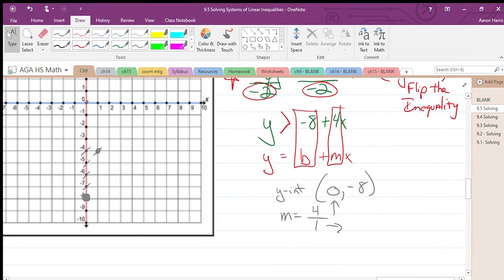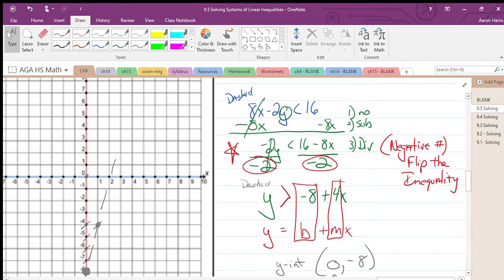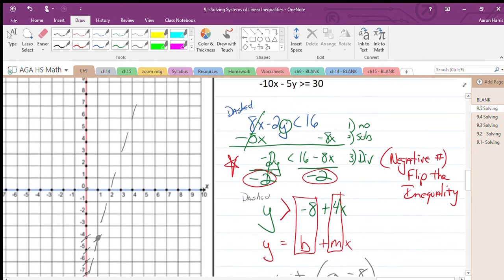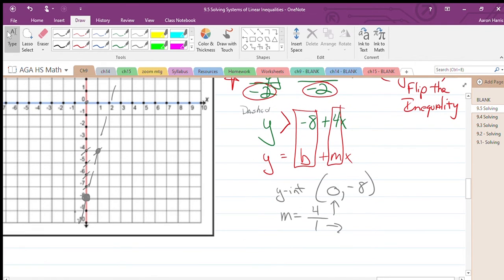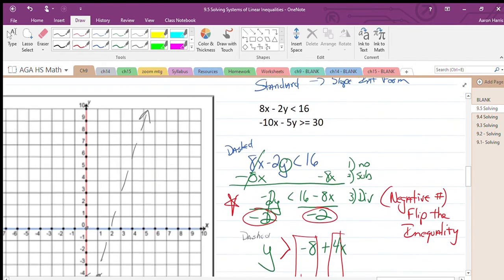That's right. This is greater than, so it's got to be dashed. Okay, so if I'm dashing, I want to go here, here, here, here, here. Make sure you make it long enough so you have a lot of room to sit there and do your shading. Okay, so now, with that being said, what do we make on this line?